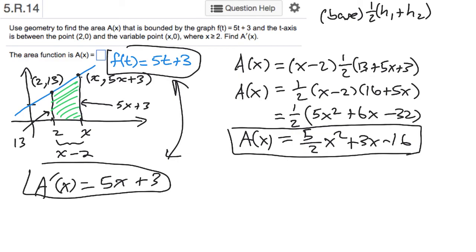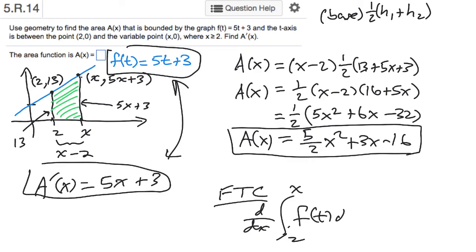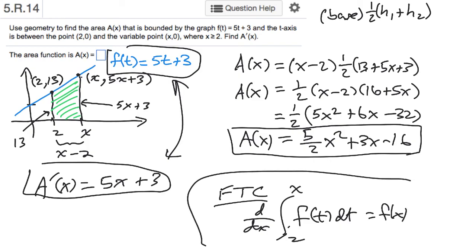And that is the essence of the fundamental theorem of calculus, what we normally call the first version of the fundamental theorem of calculus, which is that the derivative of this integral is just the same as the function. So there's a version of the fundamental theorem of calculus that you might have seen that looks something like that.